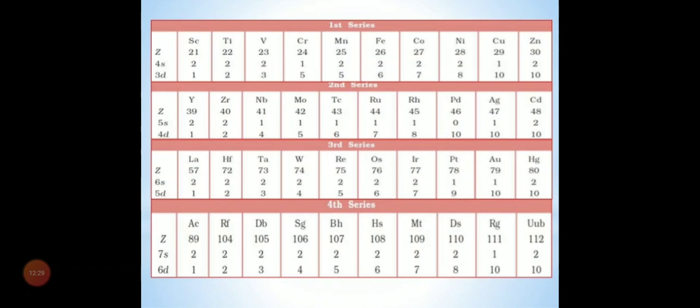It consists of elements with atomic number 74. Tungsten. Tungsten, we all know it is used in electrical bulbs. Then we have rhenium, osmium, iridium. Osmium, you can write that osmium is the element with highest oxidation state of +8. Iridium, platinum, Au is gold, Hg is mercury.